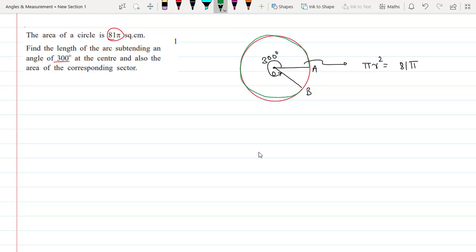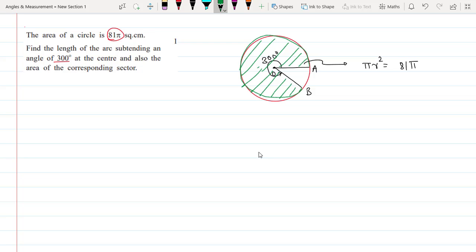Is it okay everyone? And also the area of the corresponding sector. So area of this sector also we have to find out. This bigger sector, its area also I have to find out. What is the best way?